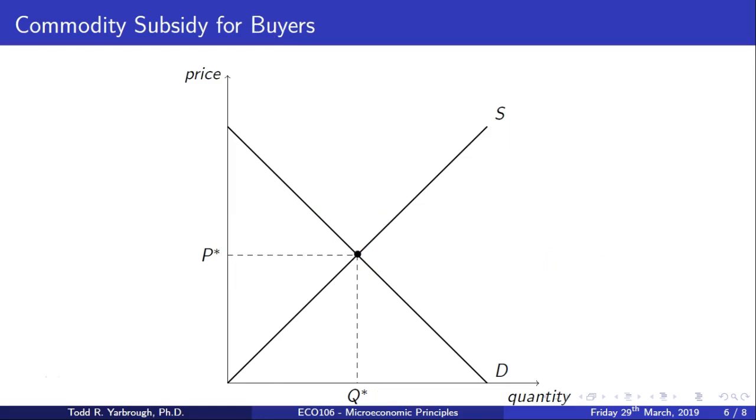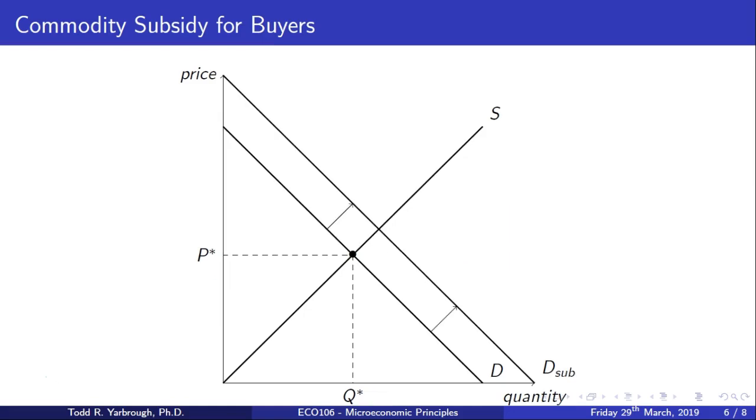Now, it's a similar story when we subsidize buyers. And as you would expect, if you subsidize buyers, this causes a rightward shift of the demand curve. And the rightward shift of the demand curve creates a new equilibrium. And this new equilibrium is the price that producers receive when they sell their product. And this, of course, also creates the price that buyers pay when they buy the product.